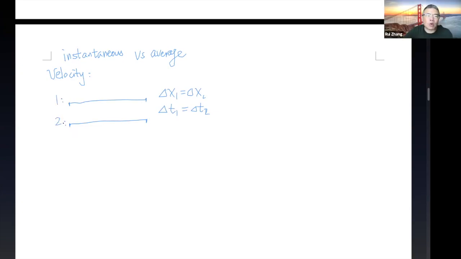The displacement traveled and the time it takes are the same. Now you may conclude that these two motions are the same, identical, but actually they don't have to be. For example, you can imagine in the first motion you have a constant velocity. Suppose you're driving a car, right?